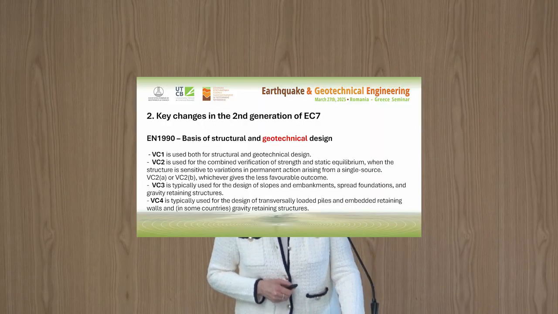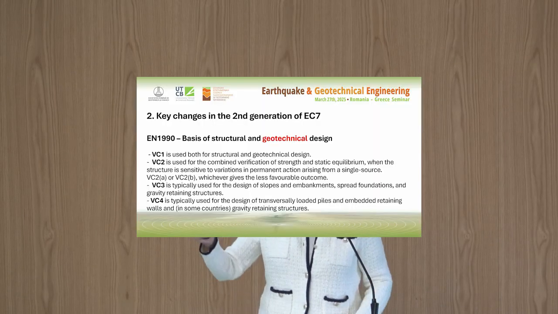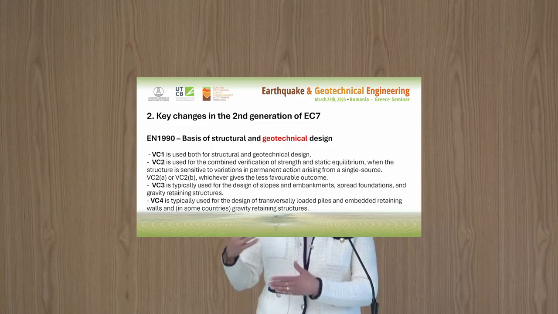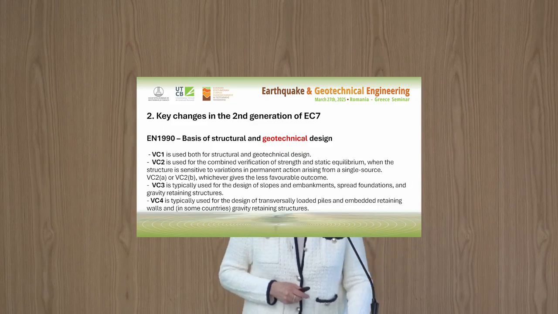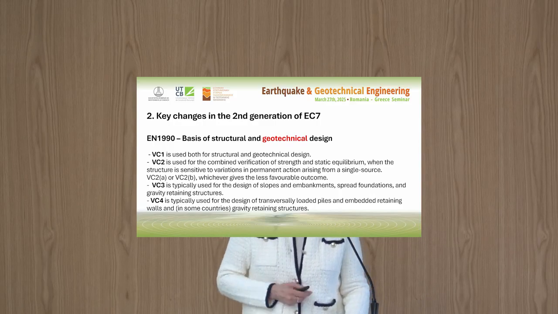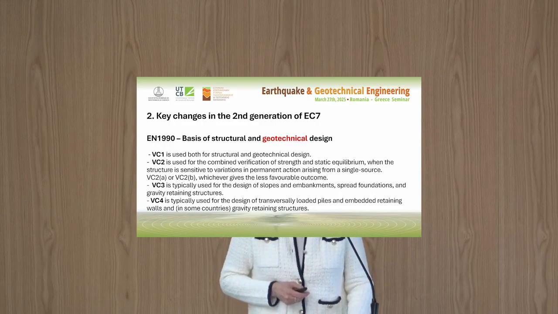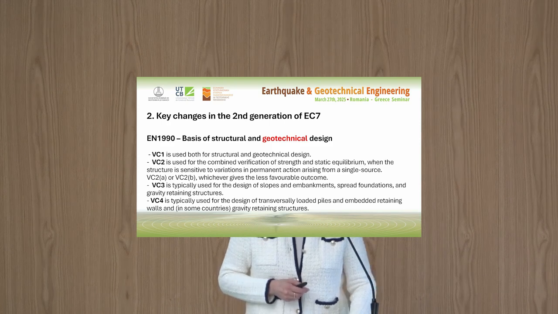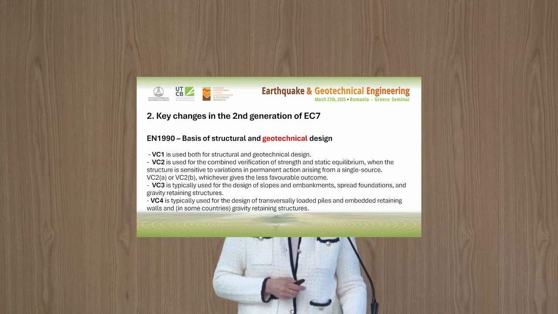So here is an explanation, and I think Yorgos later on will also give you some details about the verification cases. VC1 is used both for structural and geotechnical design. VC2 is used for the combined verification of strength and static equilibrium, and there are two combinations, and the one which is the most unfavorable will be considered at the end.